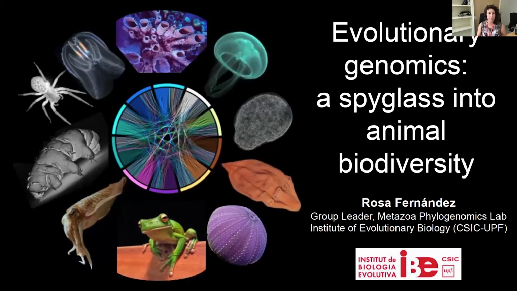As Ivo mentioned, I'm Rosa Fernandez. I'm a group leader at the Institute of Evolutionary Biology. And today I will talk about how we can leverage evolutionary genomics to understand animal biodiversity. The first thing that I would like to do is to introduce the main characters of this story, which are, of course, animals.